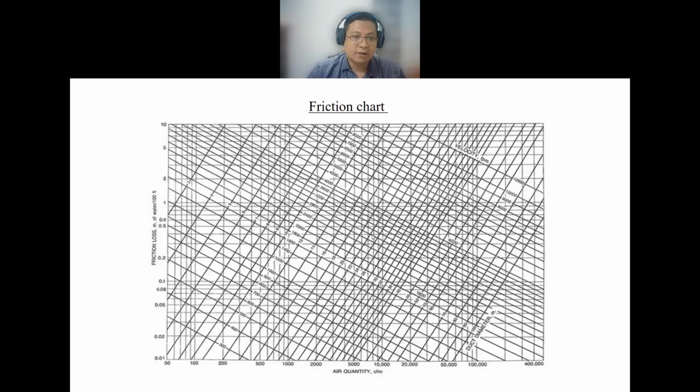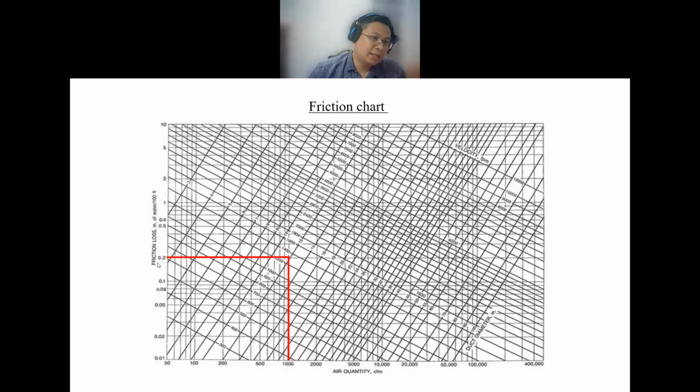And then what else? On the diagonal on the right side, we have the velocity in FPM. And then on the other diagonal, this one is the duct diameter. So we have four pieces of information in the friction chart. If we plot the intersection, at least we have two pieces of information.